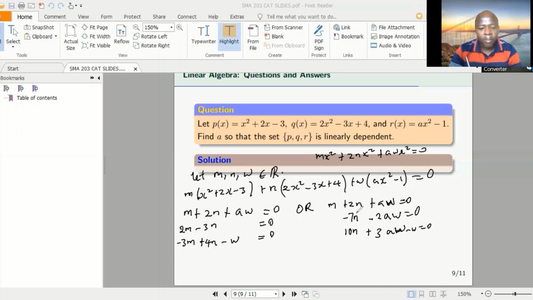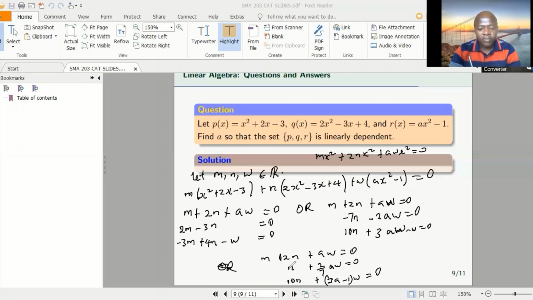Now, I want to use this. First of all, I want to make it 1. To make my work easy, I want to make it 1. So the first equation remains what it is. The second equation is the one I want to create a 1 here. So divide the entire equation by negative 7 to get 1n, and get plus 2 out of 7 aw is equals to 0. And this other equation remains what it is, 10n plus. In fact, at this point, you can factor w out to have 3a minus 1 w is equals to 0.